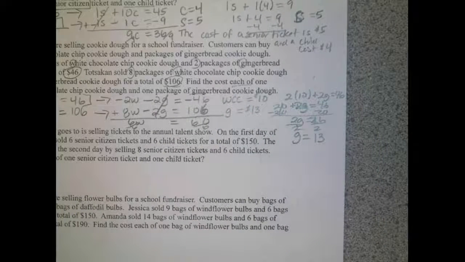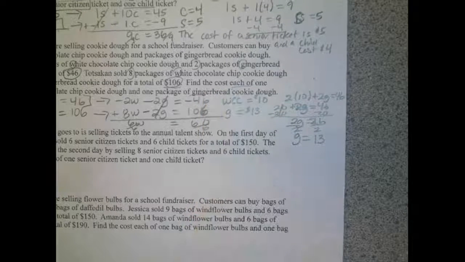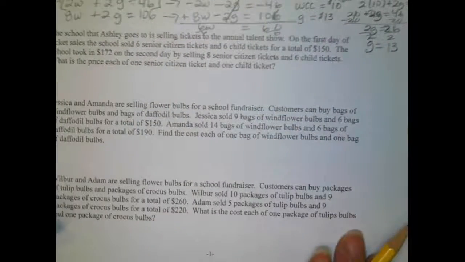And now we can answer this in a complete sentence, right? How would you answer this in a complete sentence? So, the cost of white chocolate chips is $10. And the cost of gingerbread is $13. Beautiful. Perfect. All right, now let's check the last three, see if you guys set them up. And then you're going to solve them.